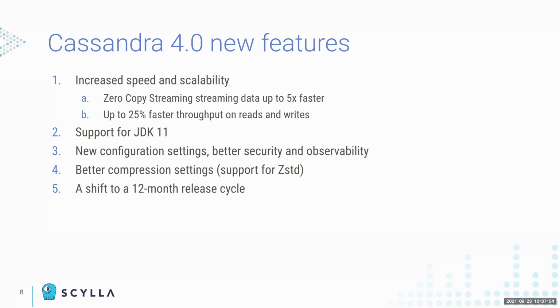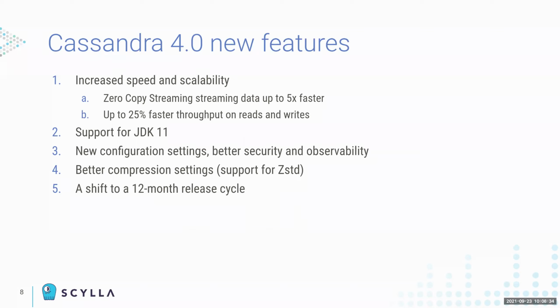Cassandra 4 has also faster throughput by about 25%. That's the official number that Cassandra folks have presented, but our measurements have confirmed this number. The second point is that Cassandra 4 has introduced support for newer JDK versions, so JDK 11. And with newer versions of JDK, there come new garbage collector algorithms, which, as you will see, is a great improvement for the latency numbers.